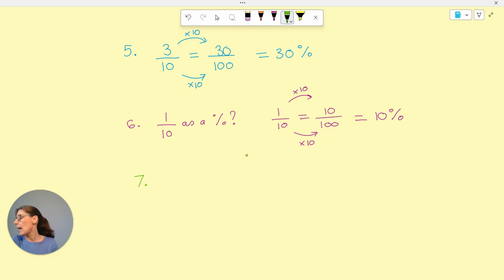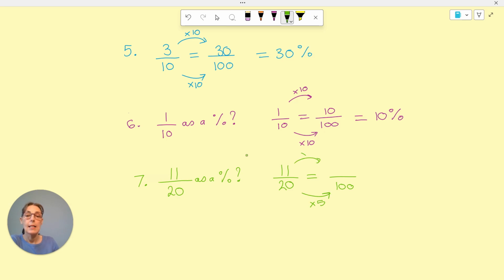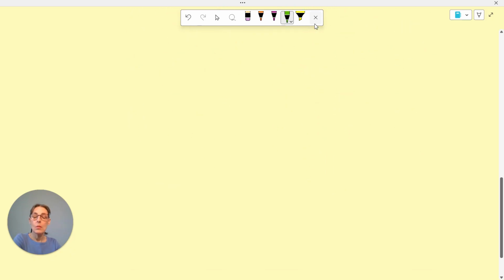Number 7, 11/20ths as a percentage. Okay, so 11/20ths, we've got the denominator that is 20. We need to make that denominator 100. So 20 multiplied by 5 is 100, and 11 multiplied by 5 is 55. And 55 hundredths is the same as saying 55%.